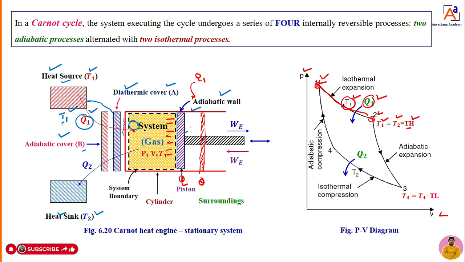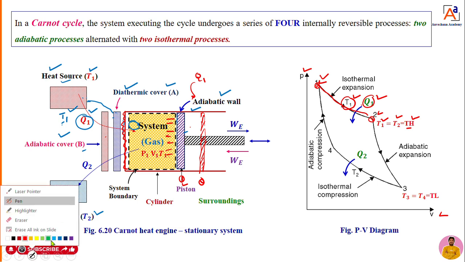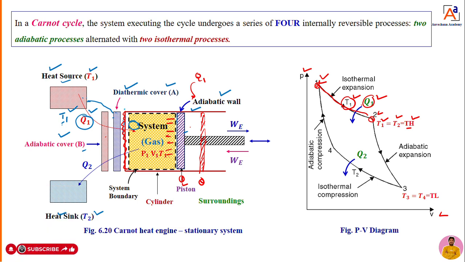Now immediately he removed the diathermic wall and kept the adiabatic wall on the cylinder head. Then what happens now? The complete piston and cylinder arrangement, you can see, will become insulated, or an adiabatic wall. There is no chance of heat transferring from the system to the surrounding. But heat is already inside the gas.